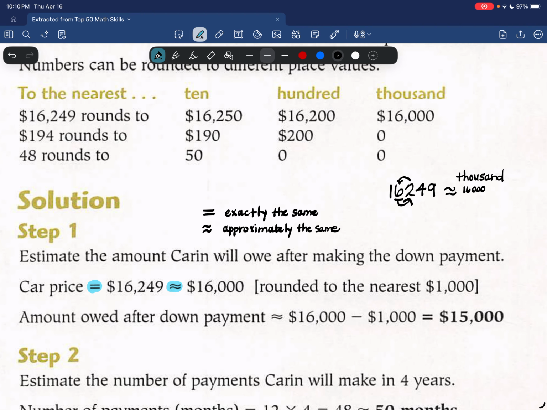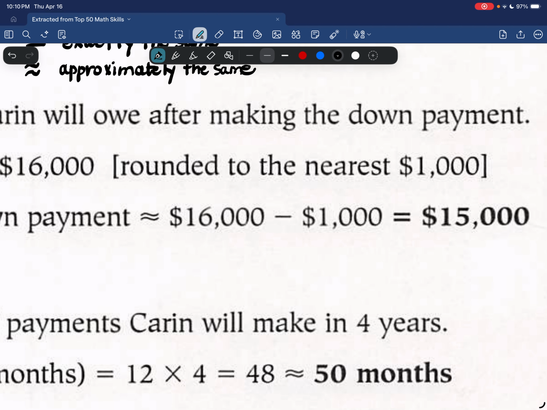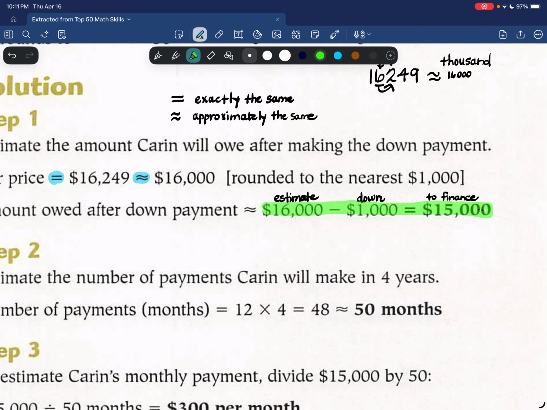So what I would do is take the $16,000 estimate minus the down payment, and this is what they've done here. This is the estimated cost of the car minus $1,000 down, and this is the approximate amount to finance or to break into payments. So that is step one. We have to figure out how much money we're dealing with respect to financing. And we're looking at about $15,000.